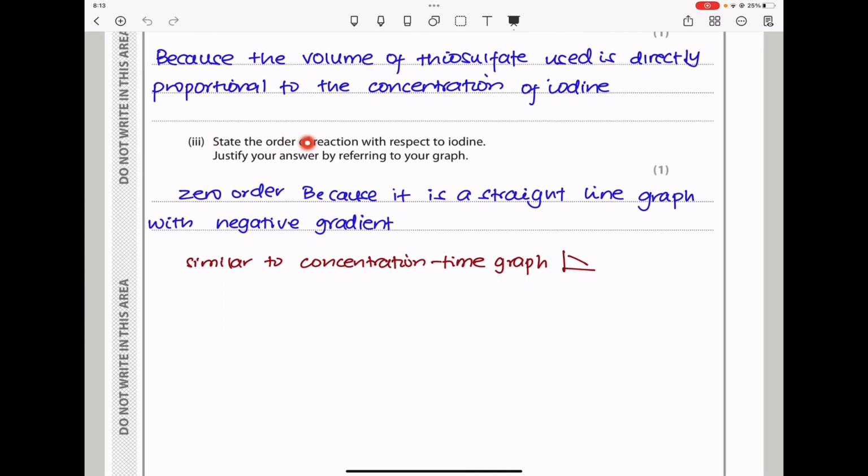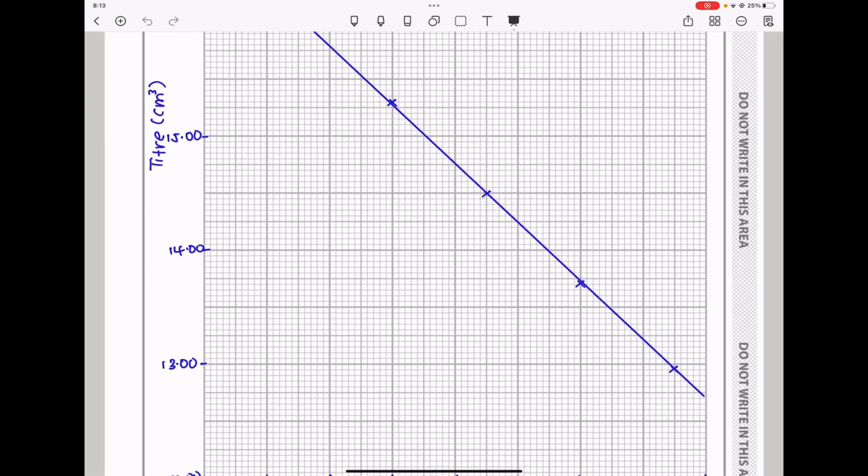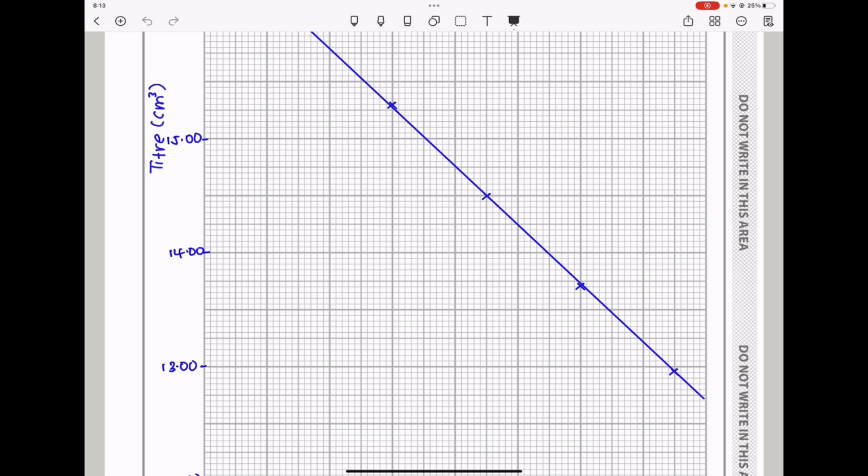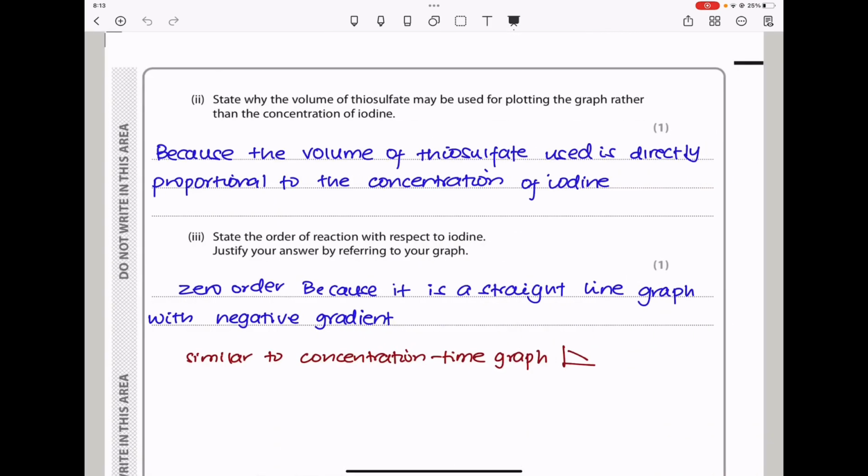Next, they say state the order of reaction with respect to iodine and justify your answer by referring to the graph. When we look at our graph here, it is a straight line that is slanting, meaning it has a negative gradient. This is because it's zero order with respect to iodine. So here I say zero order because it's a straight line with a negative gradient.